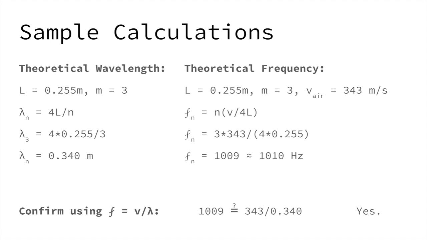For each tube length and harmonic, you'll need to calculate the theoretical wavelength and frequency. Here are some sample calculations. For the third harmonic of a tube of length 0.255 meters, we found that the wavelength was 0.340 meters and the frequency was 1010 hertz.